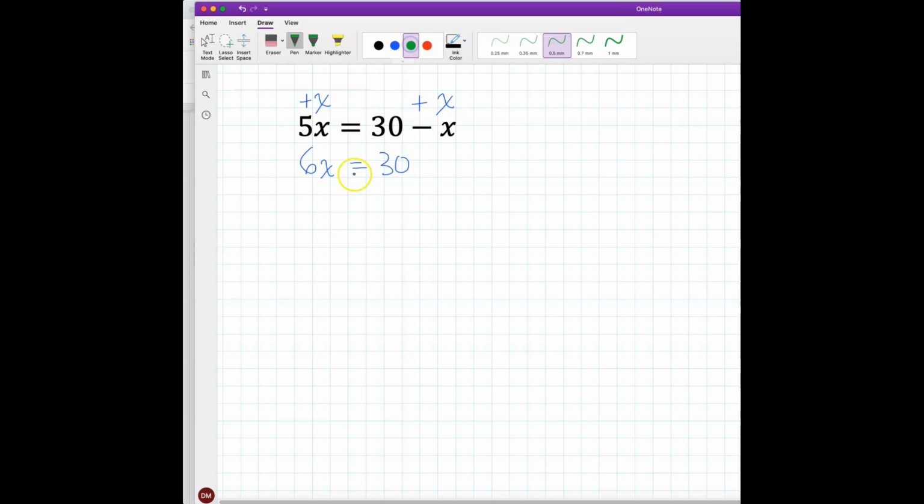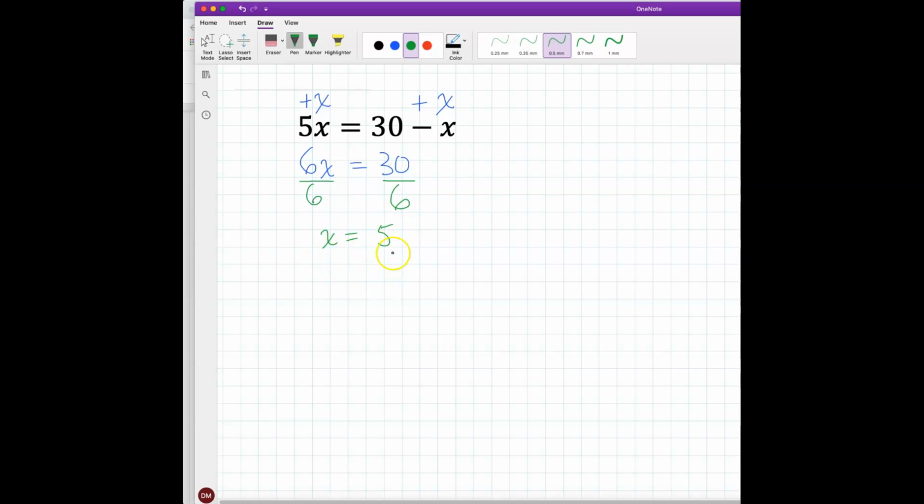Okay. Now it's just a simple one-step equation. I need to undo the multiplication, so I'm going to use division for that. So I'm going to divide by 6 and do the same to the other side so that it's balanced. So I end up with x is equal to 5.